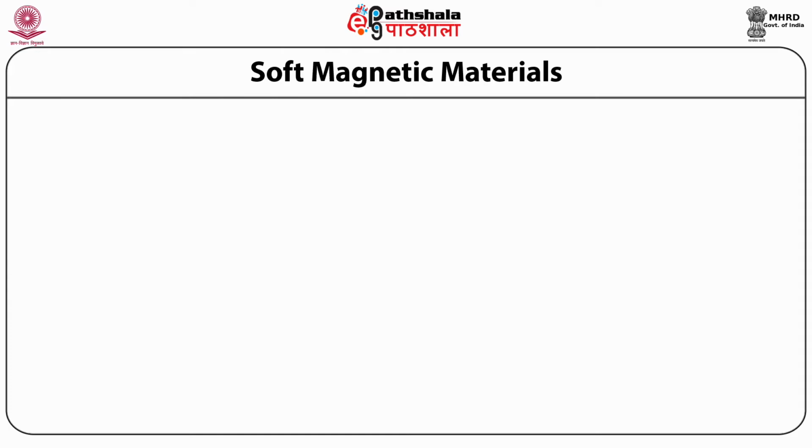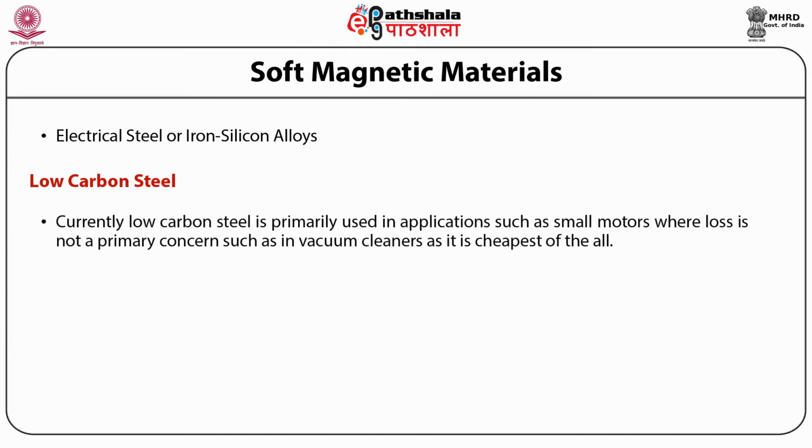Now, students, here we will be discussing the different examples of soft magnetic materials. Previously, we discussed the electrical steel or iron silicon alloys. The electrical steel or iron silicon alloys are of three types. First is low carbon steel. Currently, the low carbon steel is primarily used in applications such as small motors where loss is not a primary concern, such as in vacuum cleaners. It is the cheapest of all.